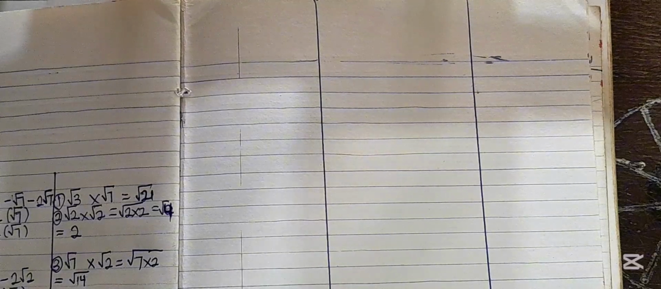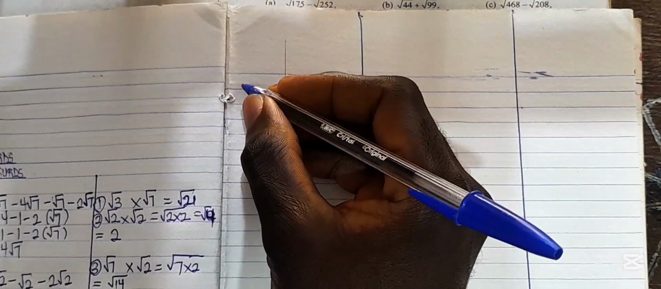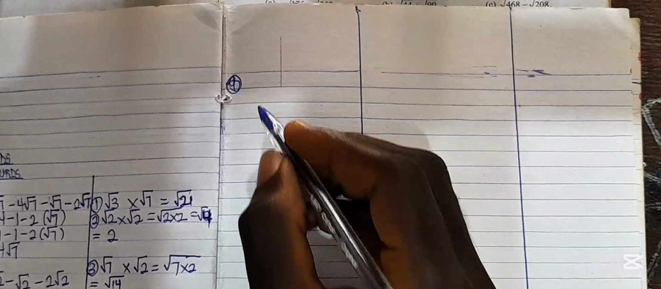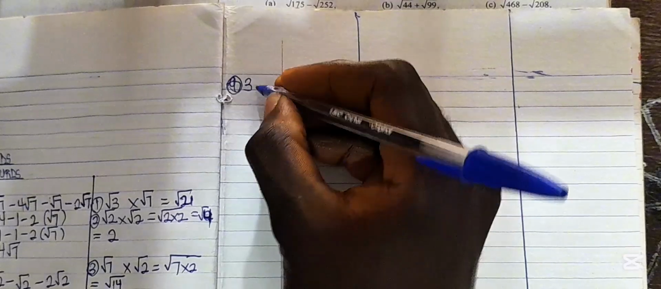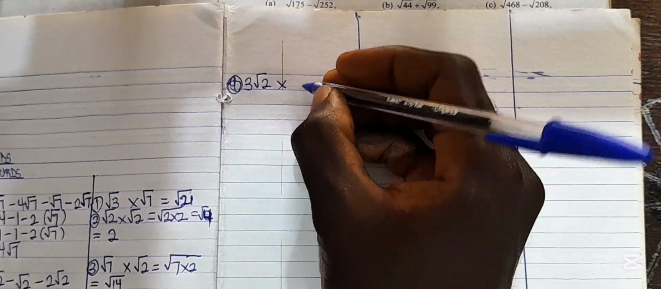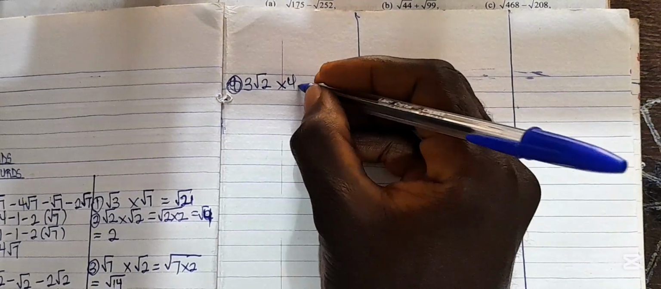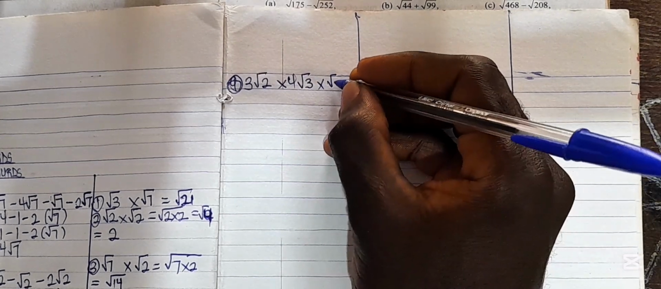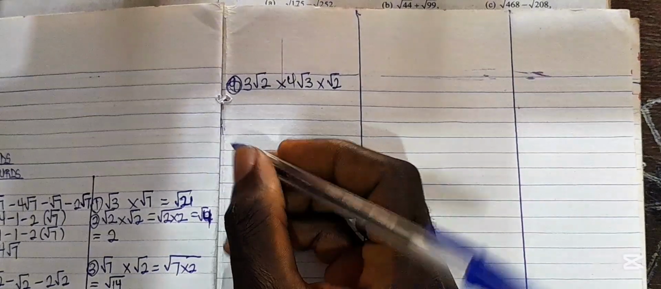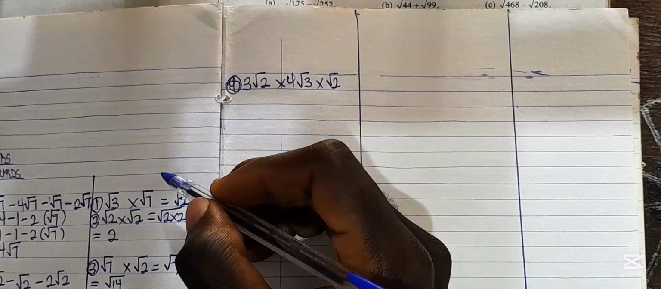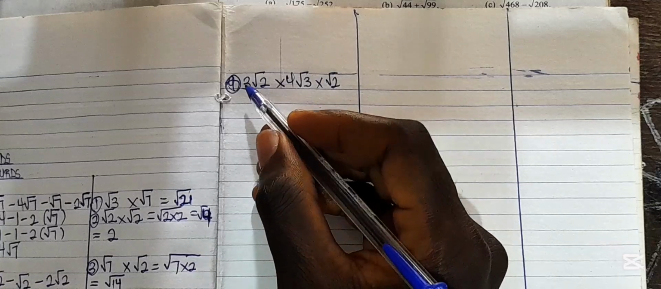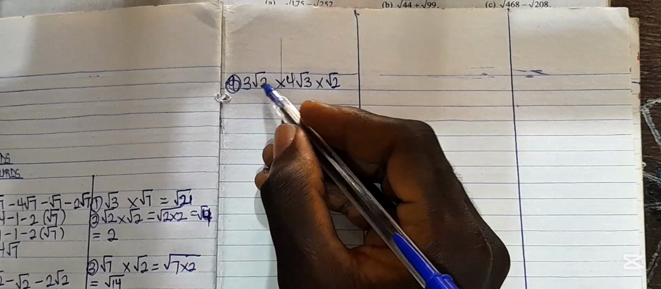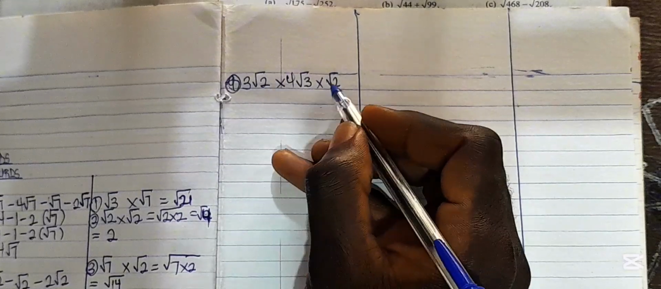But before then, let's say you are given a question that looks like this. Let me write A here. A, 3 root of 2 times 4 root of 3 times, sorry, let's say times root 2. Now you see this is different from the first one we did. We are going to multiply them according to like terms, or according to how they are grouped. So for example, we multiply all the numbers inside the root signs here.